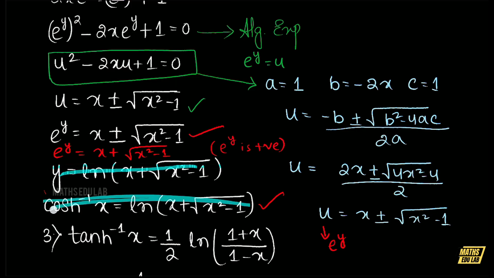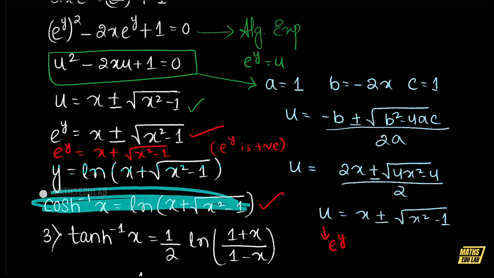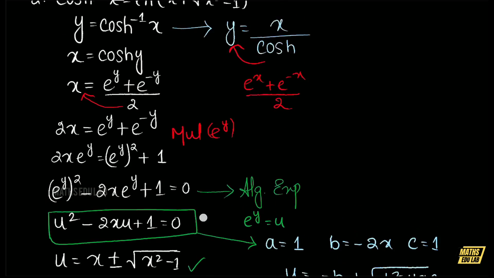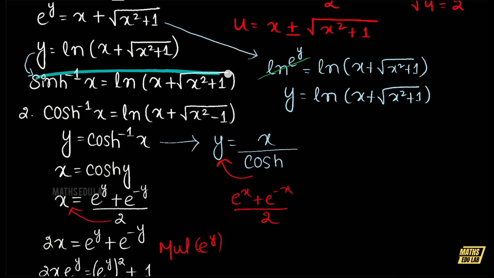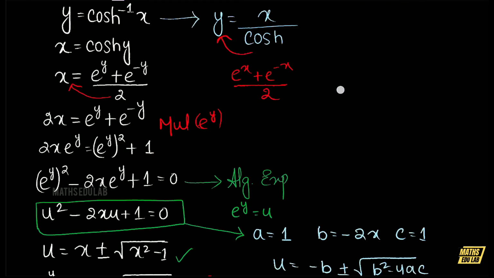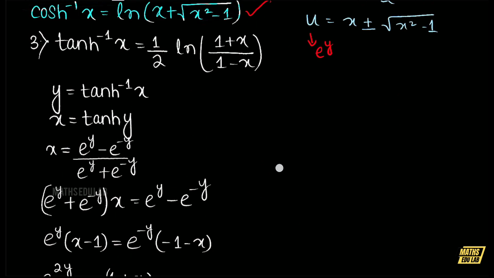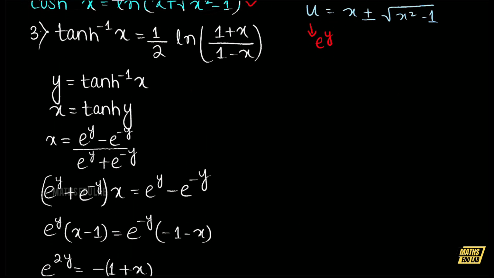So this is our cos hyperbolic inverse x formula. And the previous one, the formula was sin hyperbolic inverse x, which is equal to ln x plus root over x square plus 1. Then the third formula is about tan inverse. So the tan inverse formula is given as 1 by 2 ln into 1 plus x upon 1 minus x. So the same steps we have to follow.